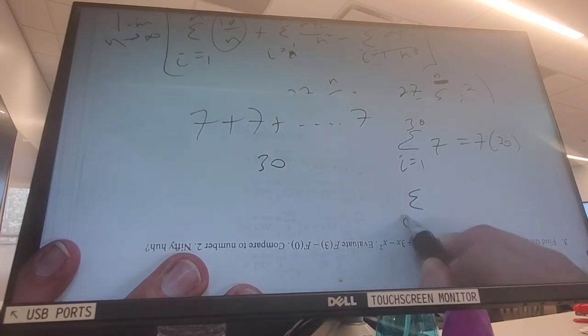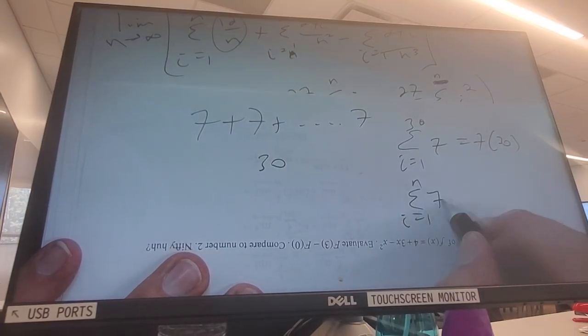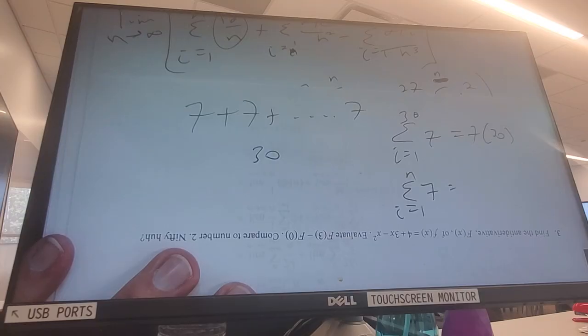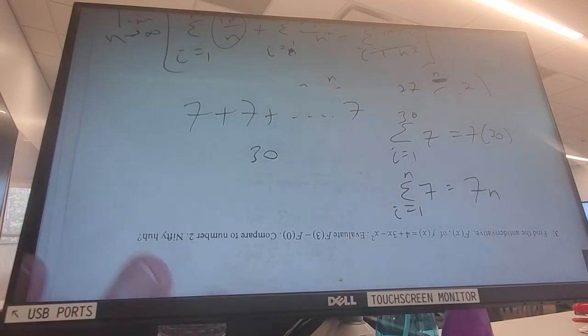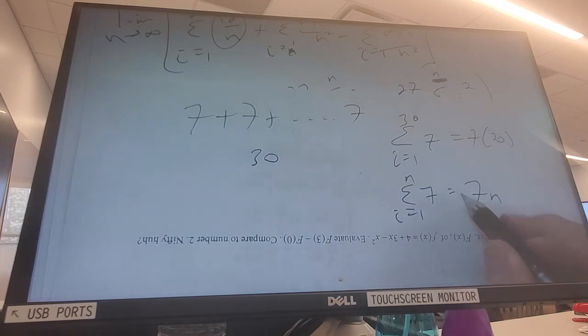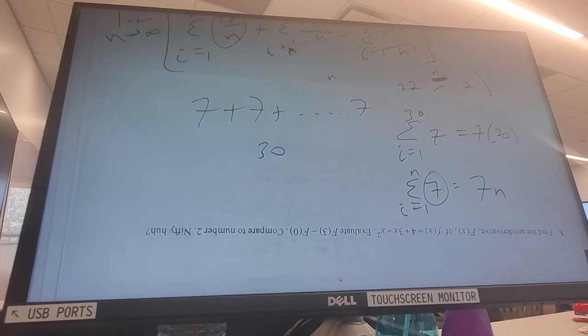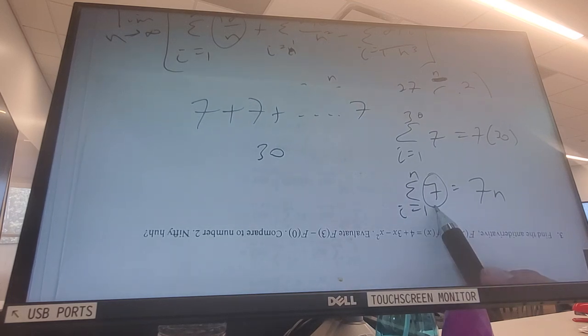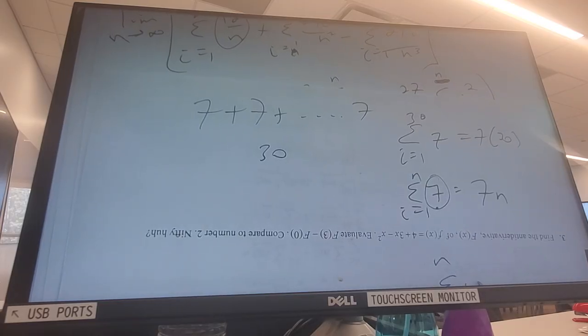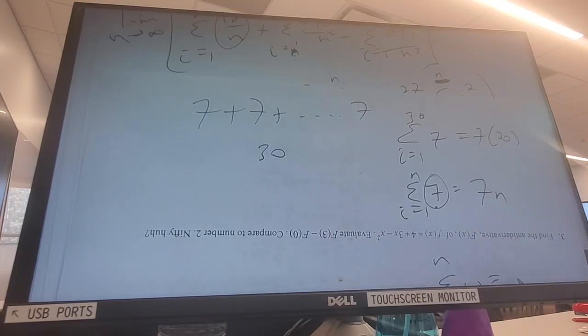What if I add up n 7s? 7n, yes? Okay, so does it matter what this is? If I made it a 6, would it fundamentally change the answer? No, it would just be 6n, right? What if I made this w? So sum i equals 1 to n of w. What's that?